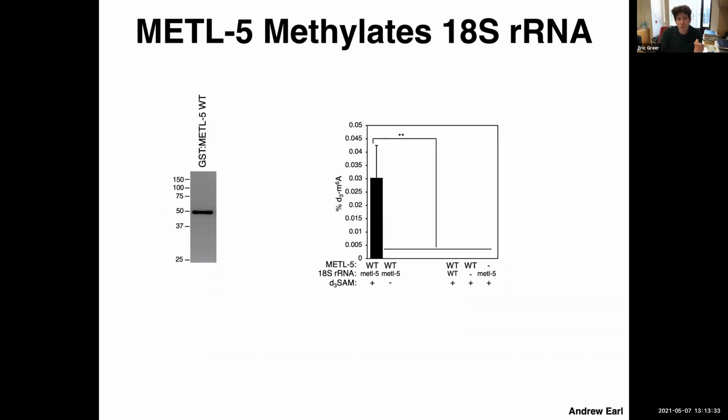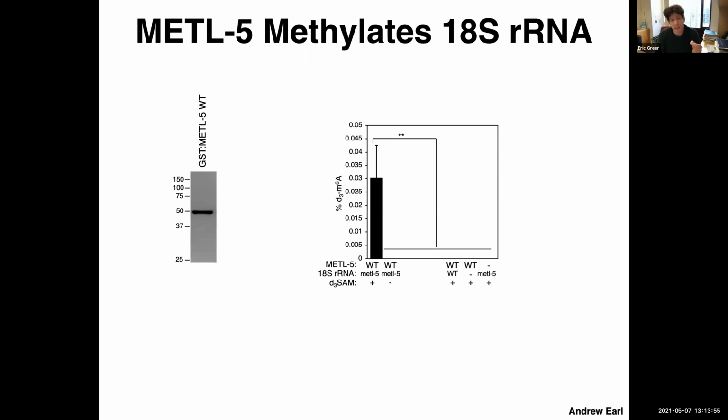And what Andrew found was that METL5 was very efficient at methylating 18S, which we purified from METL5 mutant worms, but was unable to methylate 18S, which we purified from the wild-type worms, which already had that residue basically constitutively methylated. So this suggests that METL5 really is an 18S methyltransferase.